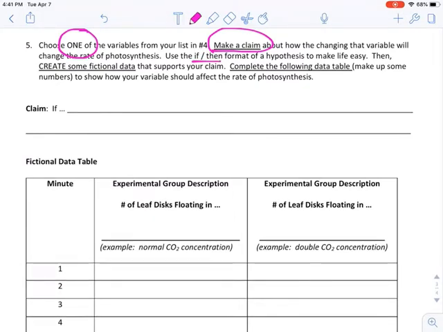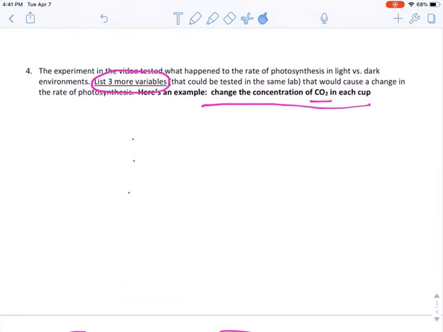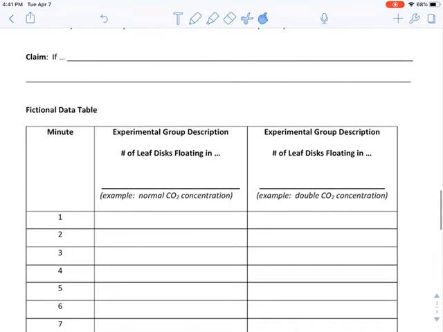So for example, in the previous sample I gave you up here, if I'm manipulating the concentration of CO2, a claim might be something like, if I increase the amount of CO2, like if I double the amount of carbon dioxide, then the rate of photosynthesis will, and then I would say increase, decrease, or stay the same. I'm going to go with increase on this one. So then I will write that claim out.